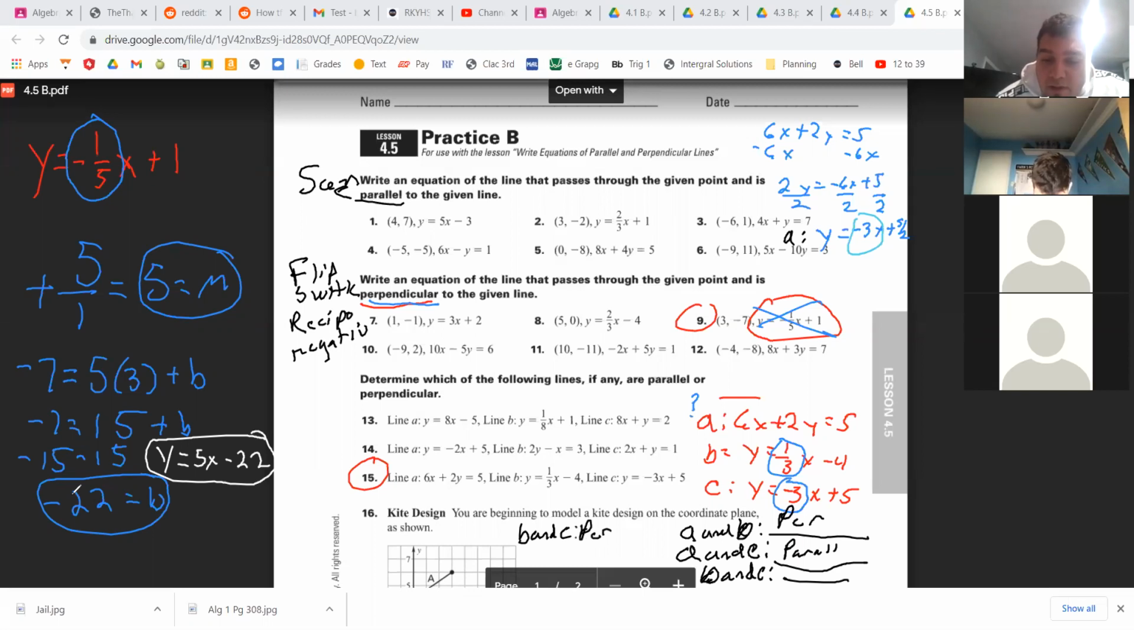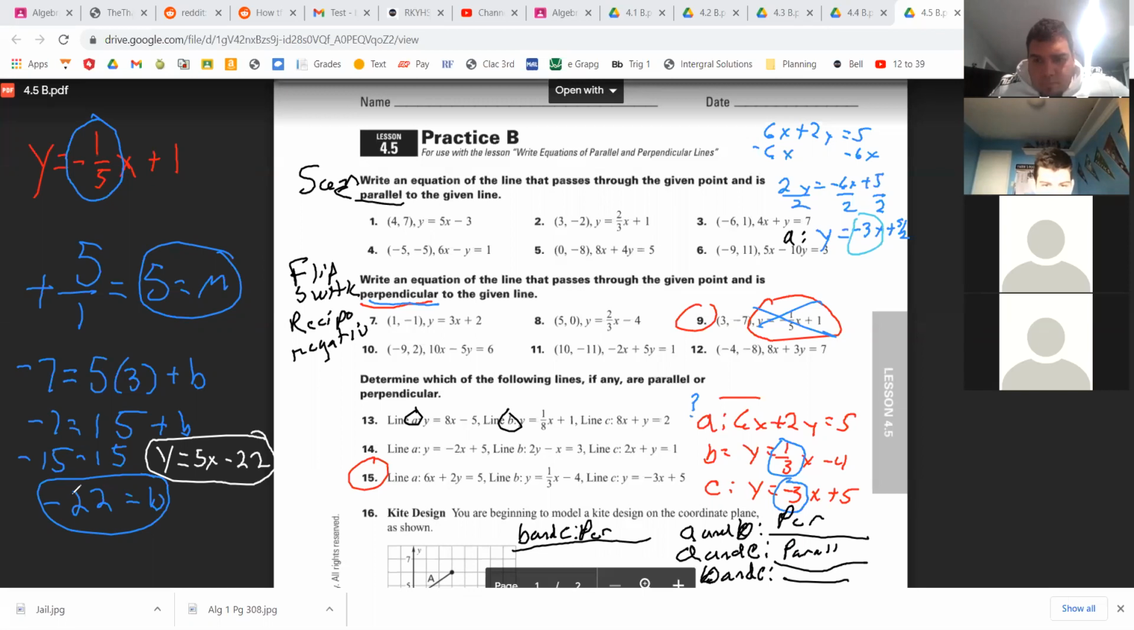Now, very important, in this case, everything had a relationship, either parallel or perpendicular. That's not always the case. Sometimes it could be neither. For example, in number 13, A and B would be neither, because while it is reciprocal, it is not a negative. So it's a neither in that case.